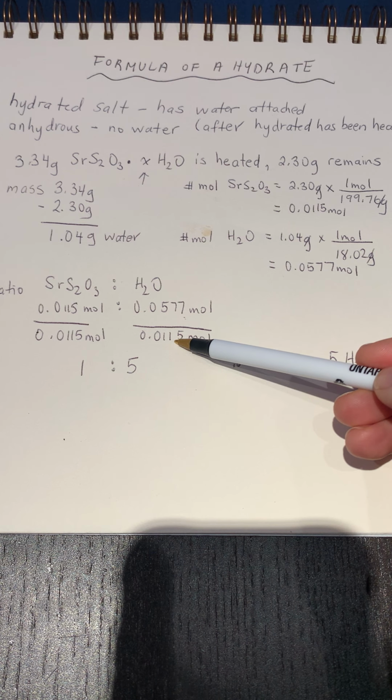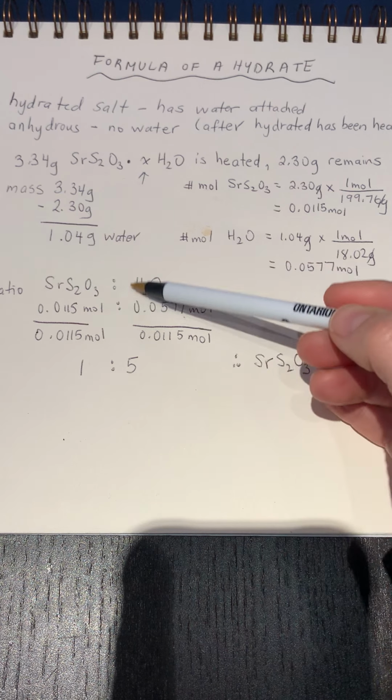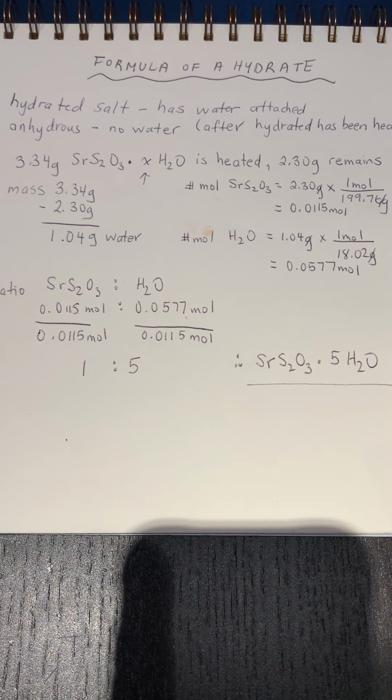Okay, this is telling me that there's 5 times the number of moles of water for every 1 mole of the anhydrous salt, right? So I have 5 over 1 here. So 1 of these to every 5 of these. So this is my formula.